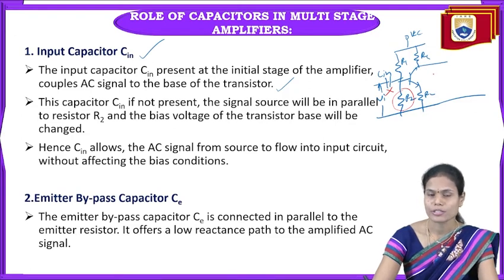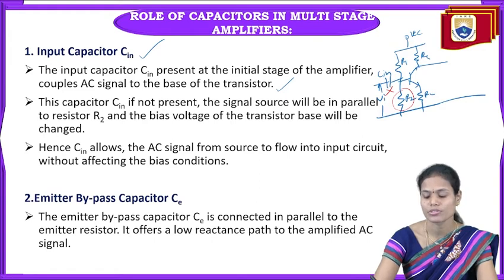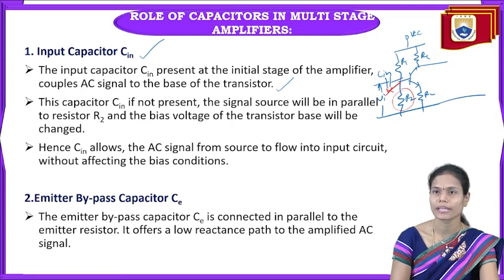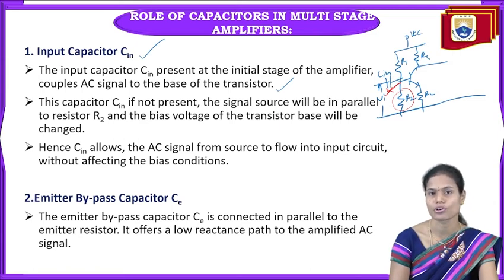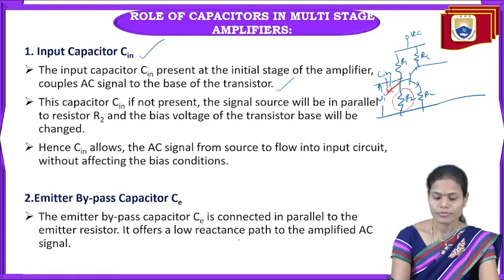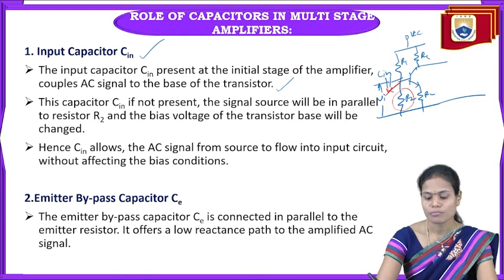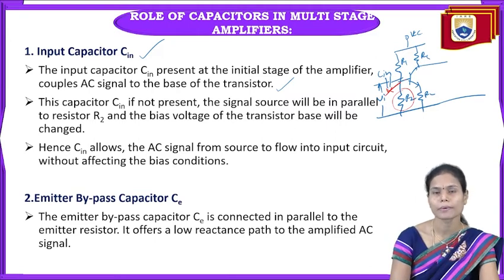So we cannot expect much output gain across the first stage. Because of that, we always need to provide the input coupling capacitor across the first stage. If it is not there, we will not get proper amplification because of variations in the biasing conditions of the amplifier. Cin will allow the AC signal from the source to flow into the input without affecting the biasing conditions of the amplifier. So that is the basic purpose of the input coupling capacitor Cin.